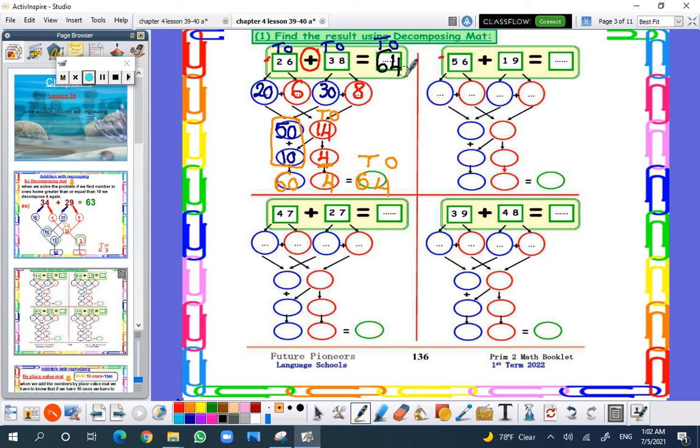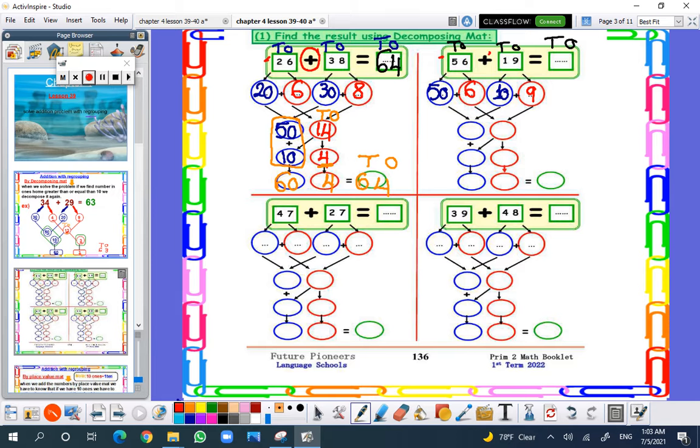Let's see another question. 56 plus 19. What is the first step? TO, TO, TO as usual. Then let's decompose the first number. So 56 will be 50 on the tens and 6 on the ones. 19 will be 10 on the tens and 9 on the ones. What is the next step? I'm going to add the ones together.